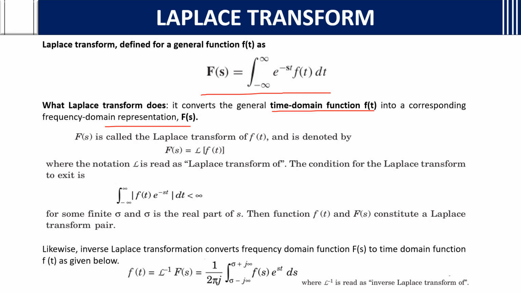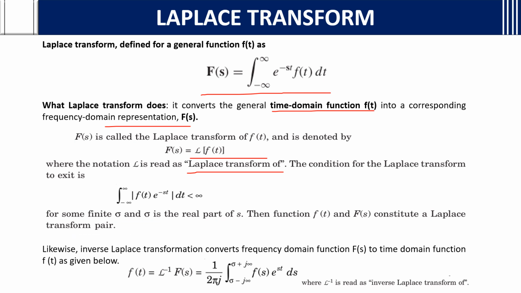The notation L is read as Laplace transform of. It is called Laplace transform of f of t. The condition for the Laplace transform to exist is that the integral from minus infinity to infinity of f of t e power minus st dt should be less than infinity, for some finite sigma, where sigma is the real part of s. Then function f of t and F of s constitute a Laplace transform pair. There should be finite values.